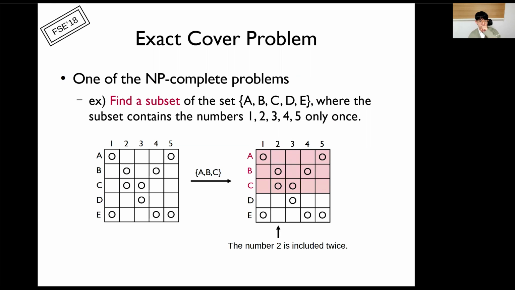Well, suppose that we select the subset ABC, but this is not an exact cover because the number 2 is included twice. So suppose that we select another subset, ABD. This is the solution of the exact cover problem because the numbers 1, 2, 3, 4, 5 are included only once respectively. And this is the solution of the exact cover problem.